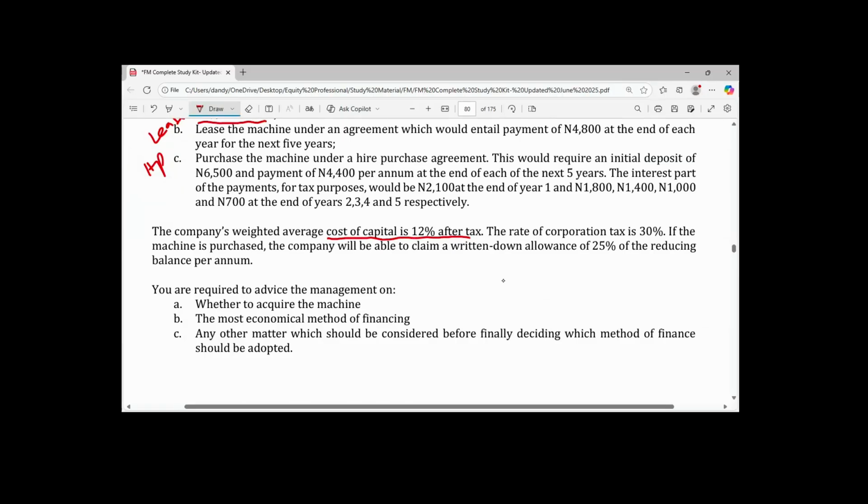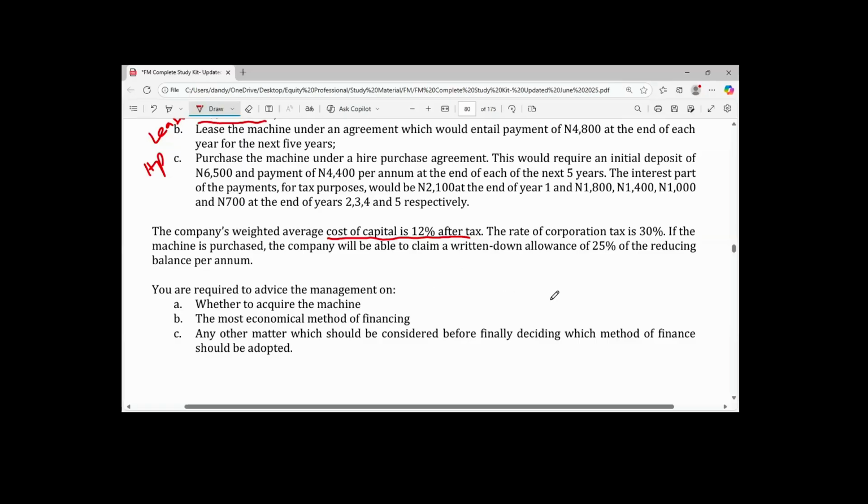You are required to advise the management on A. Whether to acquire the machine, B. The most economical method of financing, and C. Any other matters which should be considered before finally deciding which method of finance should be adopted.